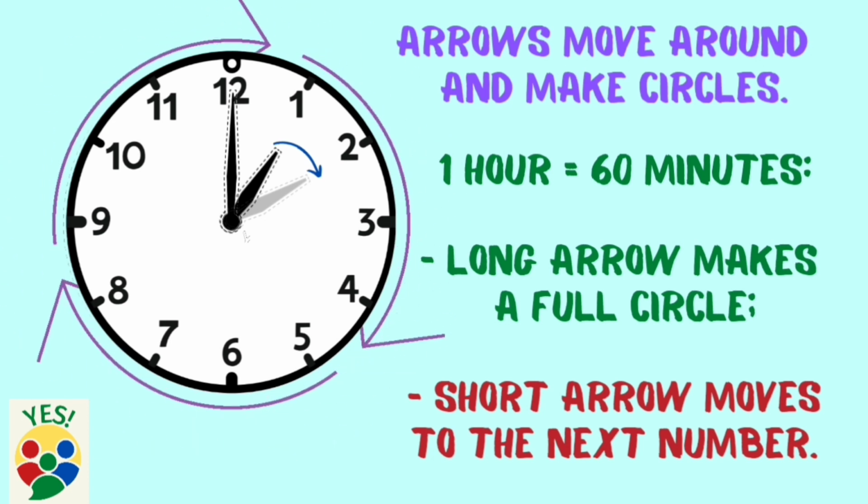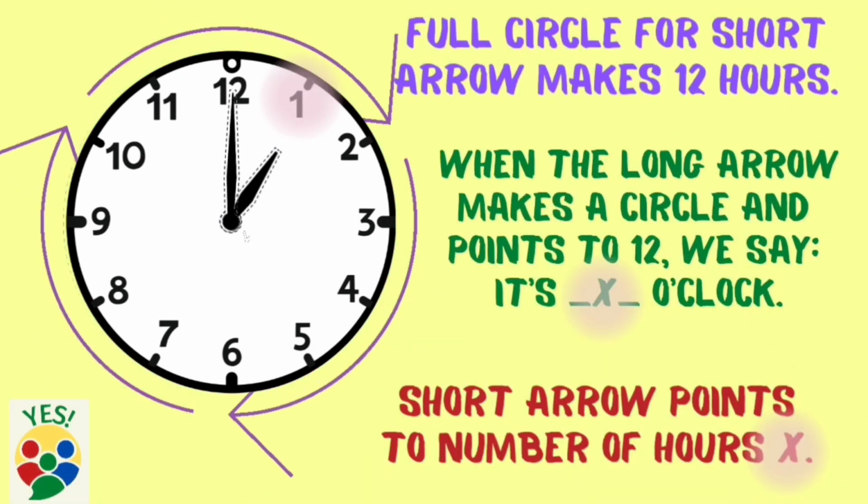1 hour is 60 minutes. Long arrow makes a full circle. Short arrow moves to the next number. Full circle for the short arrow makes 12 hours. When the long arrow makes a circle and points to 12, we say it's X o'clock. Short arrow points to the number of hours X.